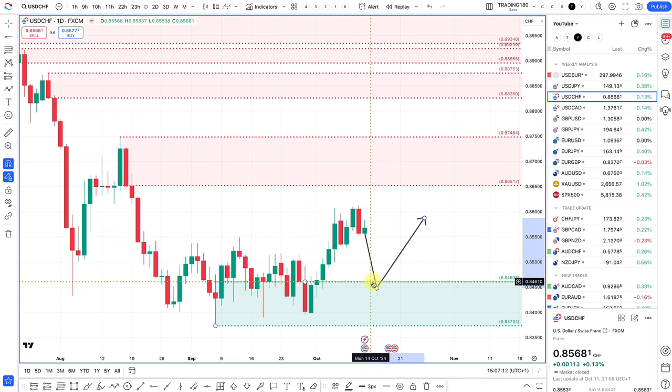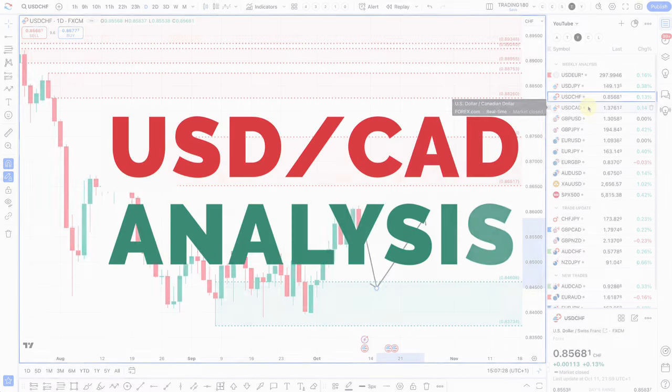So the Swiss franc for me is a sell all day, so on the dollar Swiss, I'm looking more for a buy trade for some upside potential, if I'm looking to buy the dollar, which is on my watch list of currencies to look to trade.